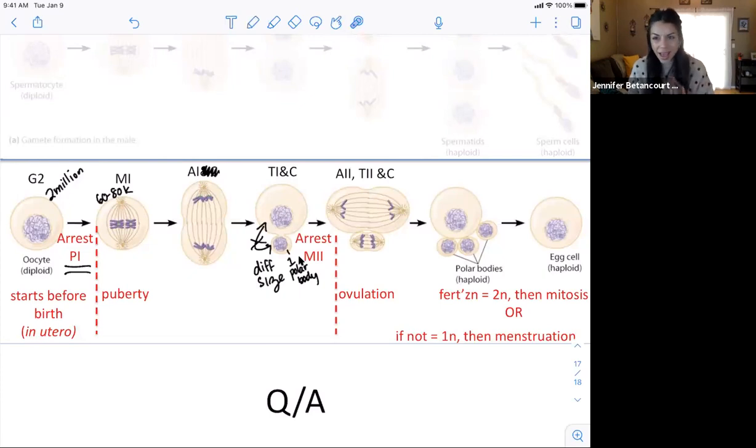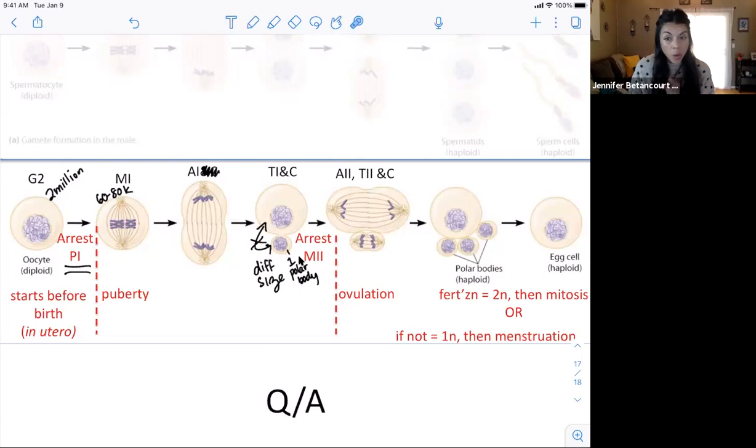Some cells are like, yeah, I'm going through meiosis. Oh, what? I have to stop again? So all of these cells arrest in M2. So they start metaphase and they stop. So all of them kind of look like this. And then every 28 days, the cell gets another cue to continue.